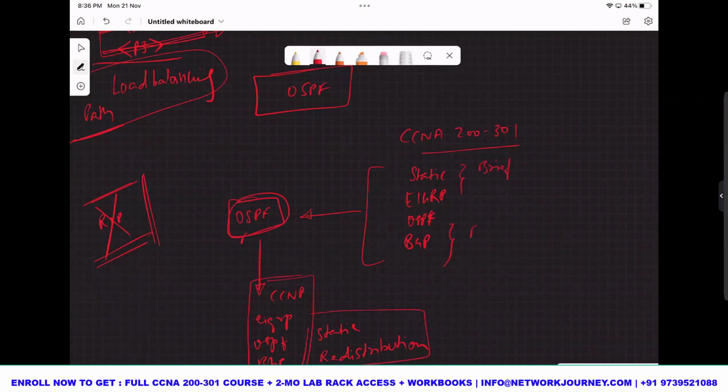But I'll do one lab to show you how the neighbors are built and what the different packets are. We can check some more detail for OSPF. So this was an introduction to routing.